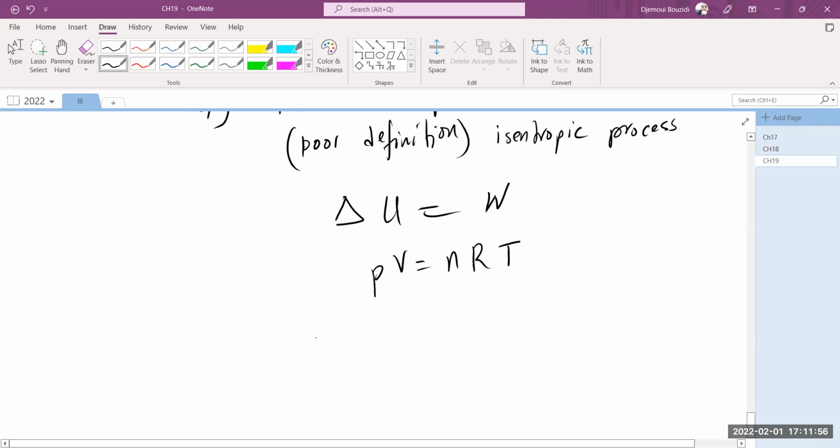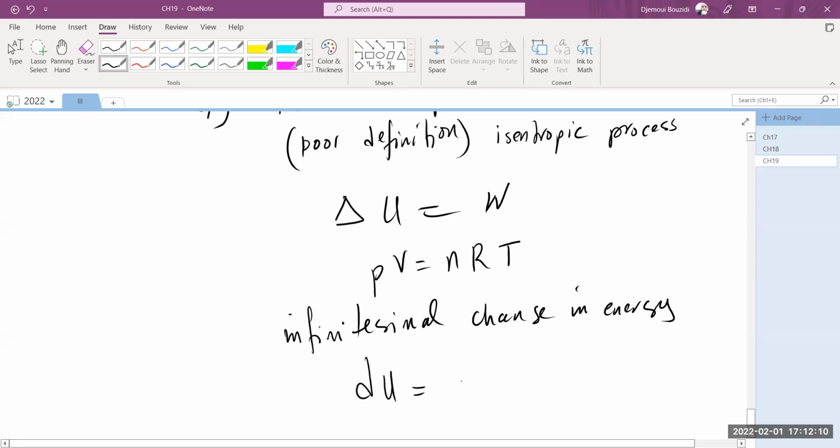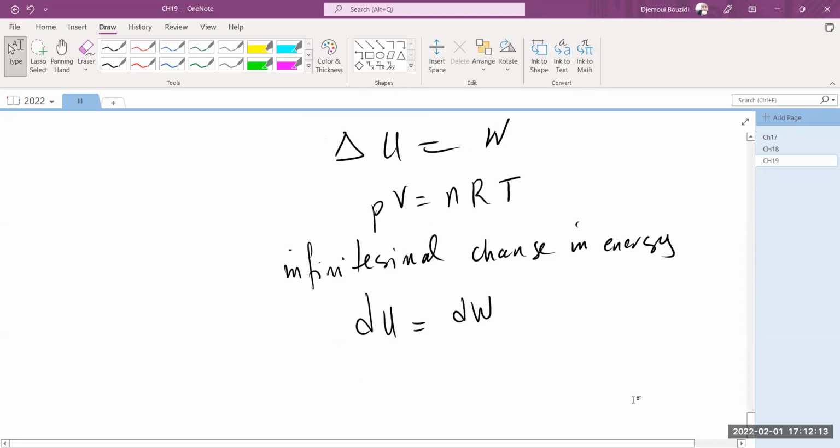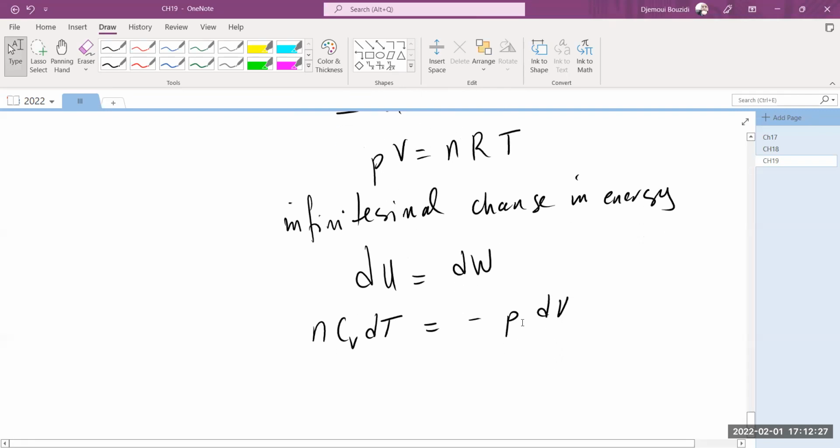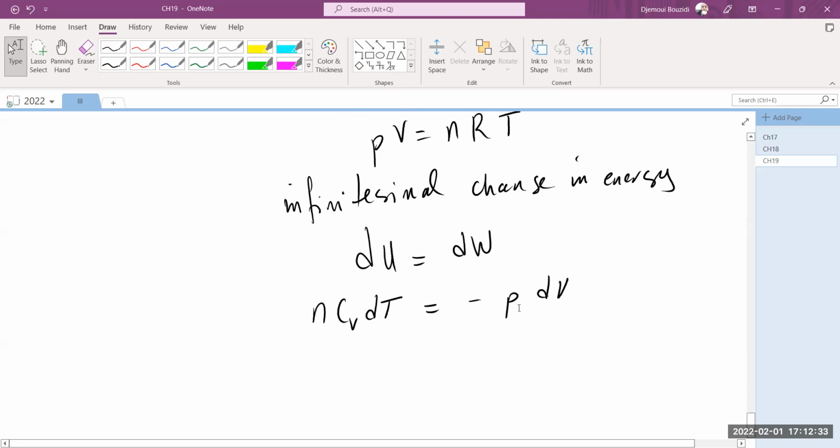But if I want to find the infinitesimal change in energy, then in this case, I can say dU is equal to dW, okay? Where dU is nCv dT, and dW is minus PdV. That's what we found earlier. Now, everybody is changing, even this P is changing. So you cannot just integrate and find everything here, no. So we're going to find an expression now that eliminates this P from the process.